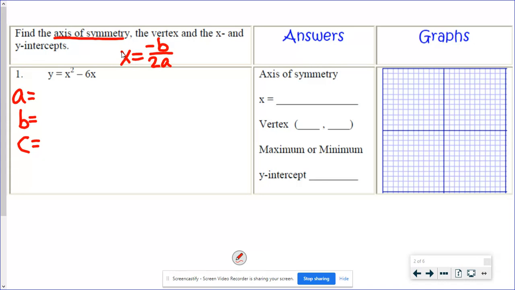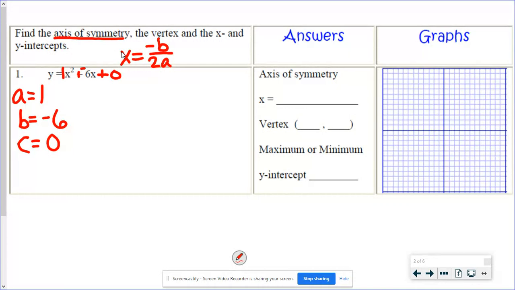So the A is the number that's in front of the x squared. I don't see a number there, which means it's really a 1. The b is the number in front of the x. Don't forget the negative on that one. That's a -6. The c is going to be 0 because I don't have a number here. I could write +0 if I wanted to. I could put that 1 in there. I could even do a keep, change, but that c is going to be 0.